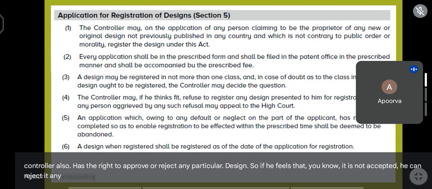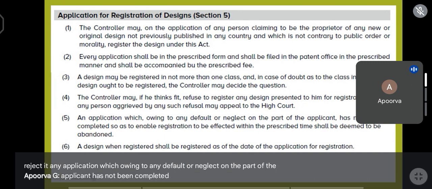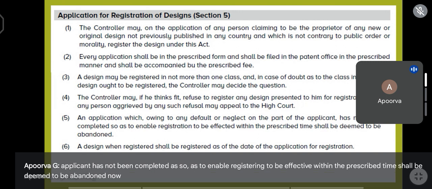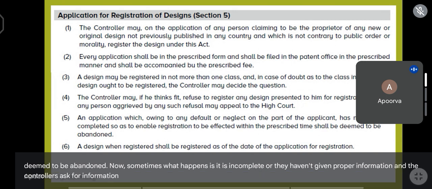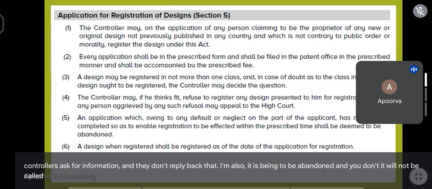Any application which, owing to any default or neglect on the part of the applicant, has not been completed so as to enable registering to be effective within the prescribed time shall be deemed to be abandoned. Now, sometimes what happens is it is incomplete or they haven't given proper information and the controller asks for information and they don't reply back. That time also it is deemed to be abandoned and it will not be called a design.